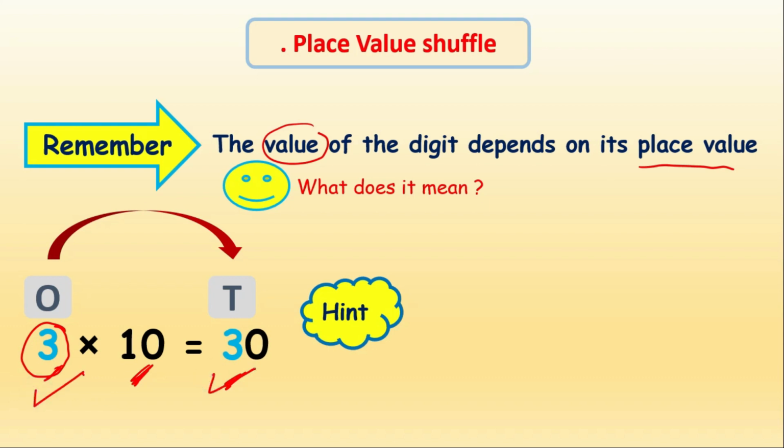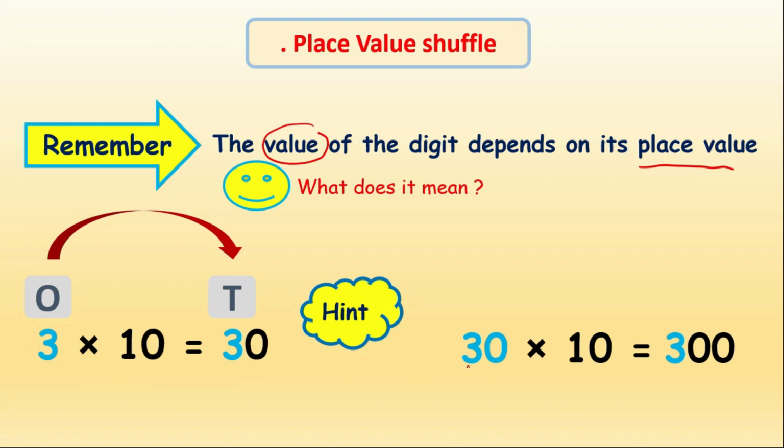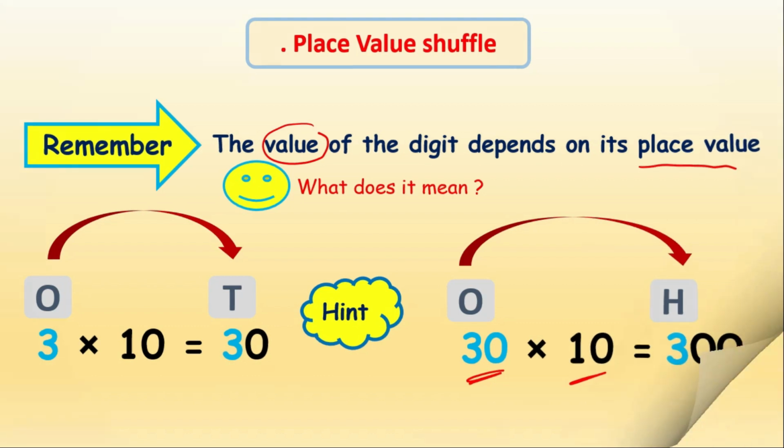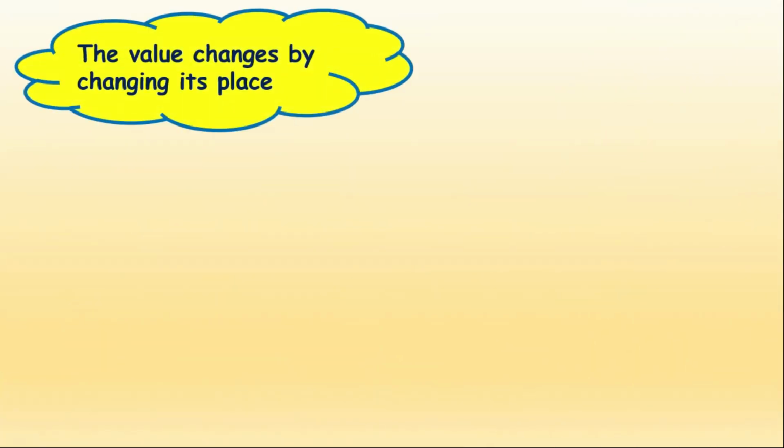Okay, another example. 30 times 10 equals 300. Drop 3 times 1 and then we have 2 zeros. It will be 300. Let's show after multiplying by 10, 3 moves from tens place to hundreds place to be 300. Okay, that means the value changes by changing its place. يعني الvalue لازم هتتغير لما نغير place للdigit.